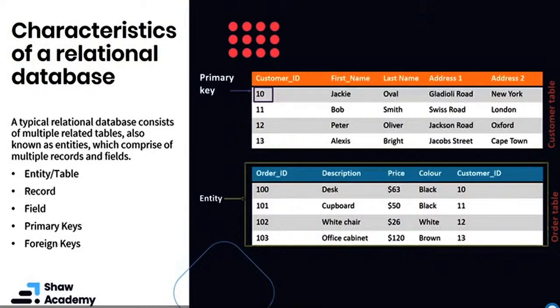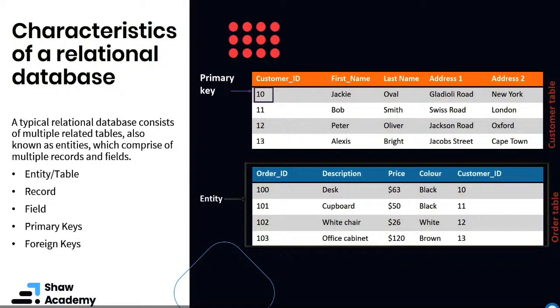If we think about your social security number or your identification number, essentially you have that number and no one else has it. That is how you are able to be uniquely identified. In this case, we have customer IDs 10 to 13, and those numbers are never repeated throughout this table, which means Jackie, Bob, Peter, and Alexis each have their own customer ID. Great. So that's the primary key, a unique identifier, the golden rule in databases.